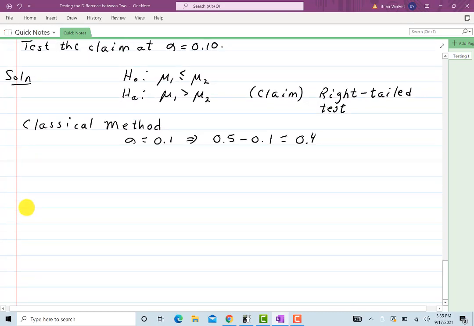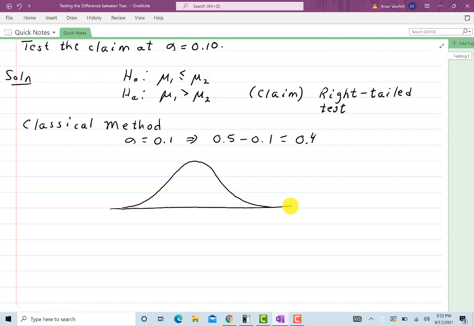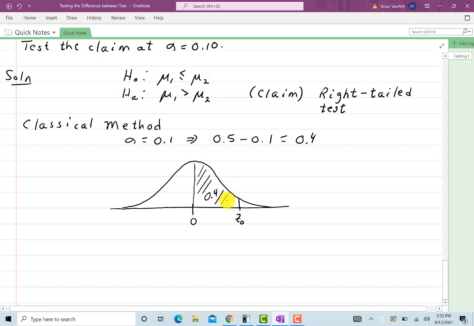Let me draw a picture. These are all the normal distribution. More than just the normal distribution, this is the standard normal distribution. That means the center is at 0. And when you look up in the table, what you're trying to find is this value here. This will be called z sub 0. And you're going to try to find that knowing that this area in here is 0.4. That means that 0.1 is in that outer region. And of course, this outer region here is the critical region.